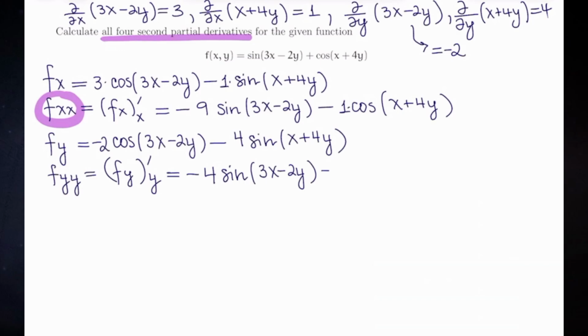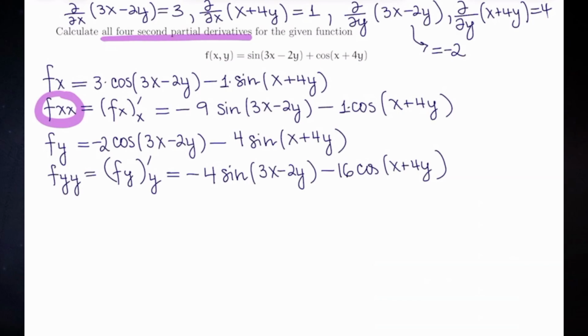And then minus, let's see what we get here. The derivative of sine is positive cosine, so cosine over here, x plus 4y. And the derivative of the inside with respect to y is 4. So 4 times 4, and this is 16.